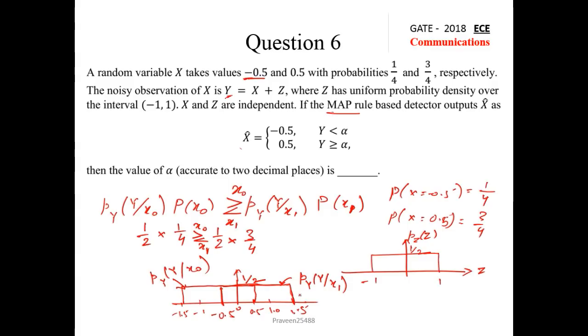And we observe that the PDF of received symbol vector y given x1 starts from minus 0.5. So this point is going to be our threshold value. So here our estimator x cap is minus 0.5 when y is less than alpha, that is minus 0.5, and it is 0.5 when our received symbol is greater than or equal to minus 0.5. So here the value of alpha is going to be minus 0.5.